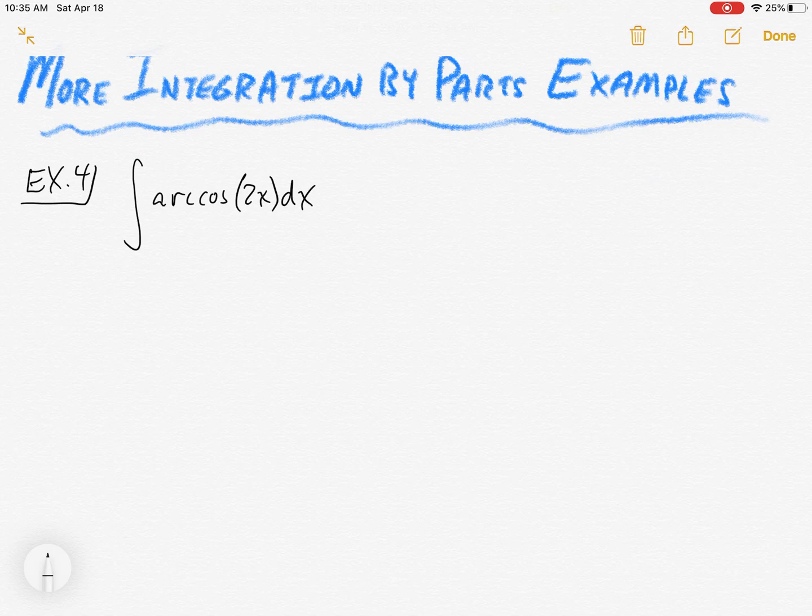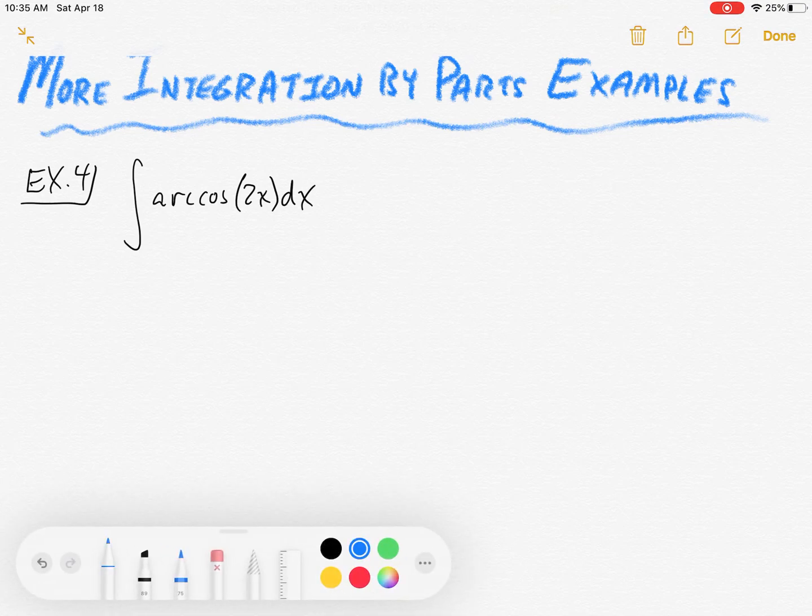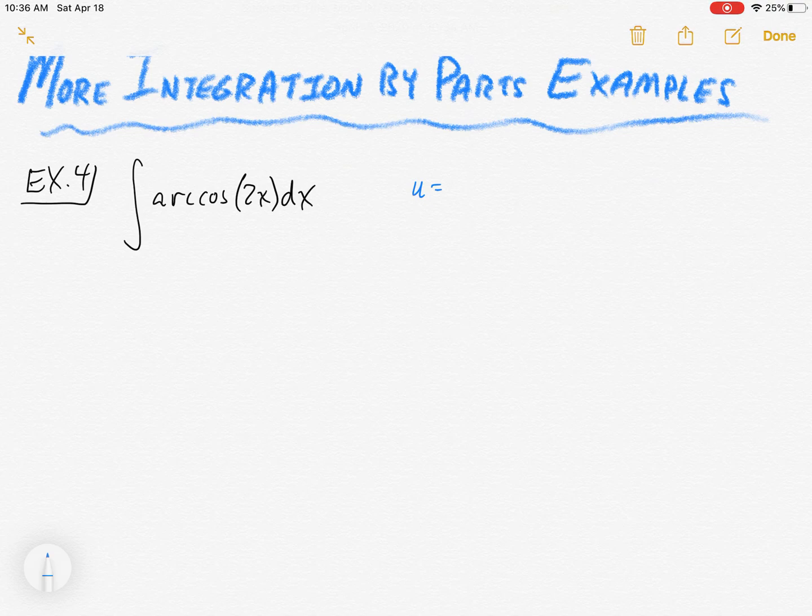So starting here with this arc cosine 2x dx, this may not look like an integration by parts problem. This is not a product, but we don't really have any way of integrating, we haven't yet, the arc trig functions. So integration by parts is yet again our answer for these, as it is with just the natural log function also. So what are we going to do?